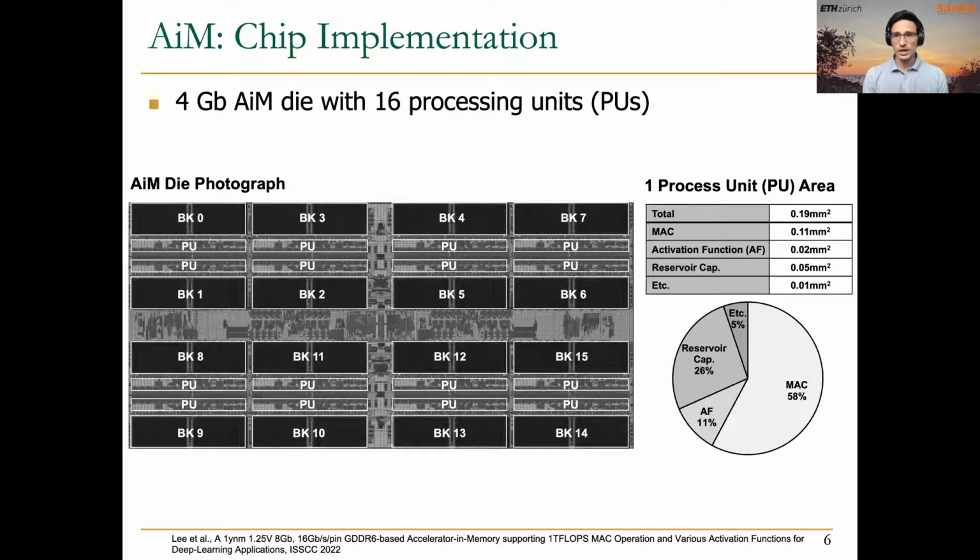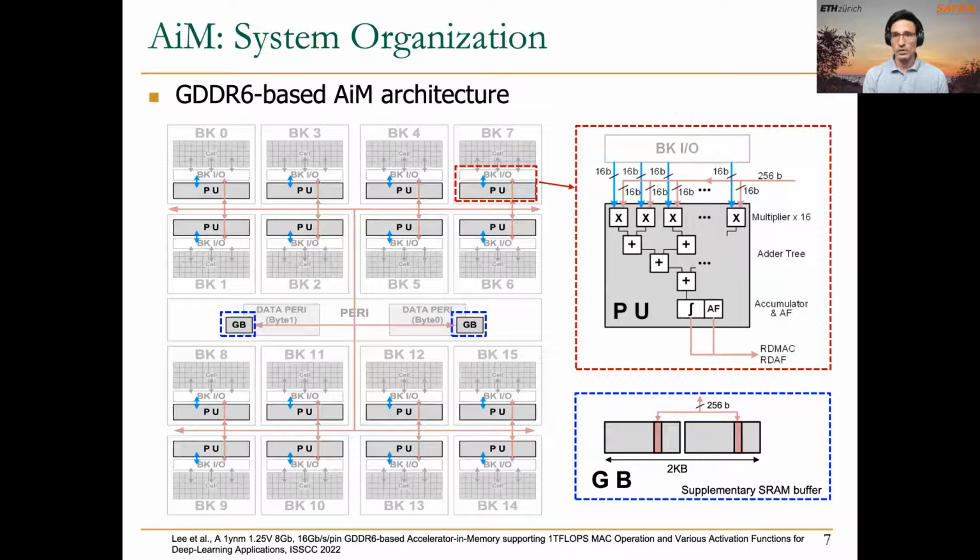A similar proposal, in this case from SK Hynix, is Accelerator in Memory, or AIM. But in this case, instead of using HBM2 memory, it's based on GDDR6 memory. In AIM, we have a processing unit connected to each of the memory banks. And in this processing unit, we have an array of 16 multipliers and an adder tree to perform a reduction.